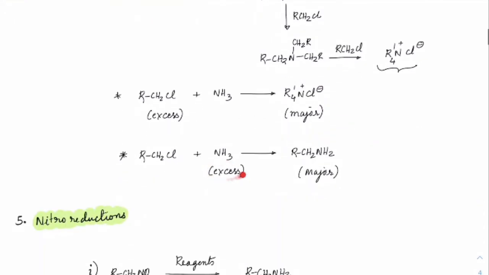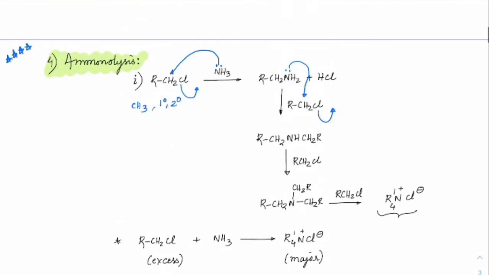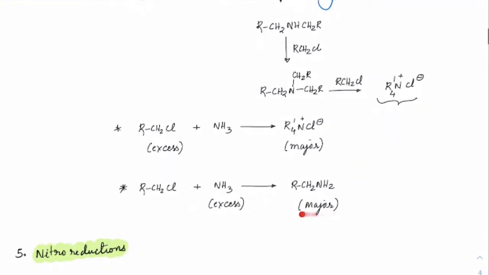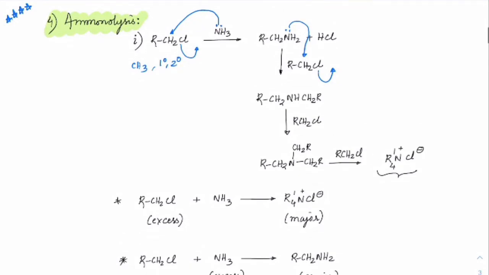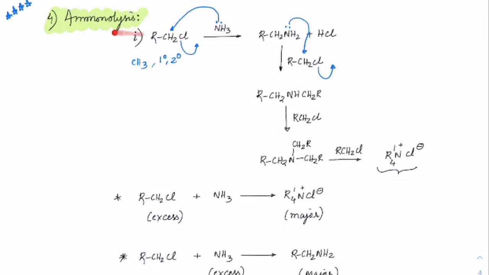But if you take ammonia in excess, most of the ammonia will react with whatever alkyl halide is present and try to convert everything into primary amines. So primary amines would be major in that case. You would be asked this way: one of them is taken in excess, then what should be the product? This is clear. This is just a revision of what we have seen in alkyl halides, the ammonolysis reaction.